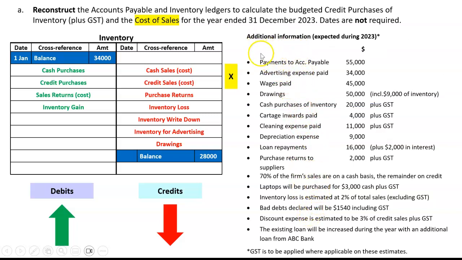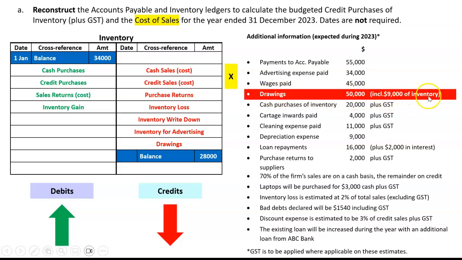So let's go through it. We've got payments to accounts payable, no. Advertising expense, we don't need that here. We don't need wages. We don't need drawings, except we do. If you go to drawings, it's just cash. Well, not necessarily. Sometimes it's cash, and it says here, $9,000 of it will be inventory. So that would be this one here.